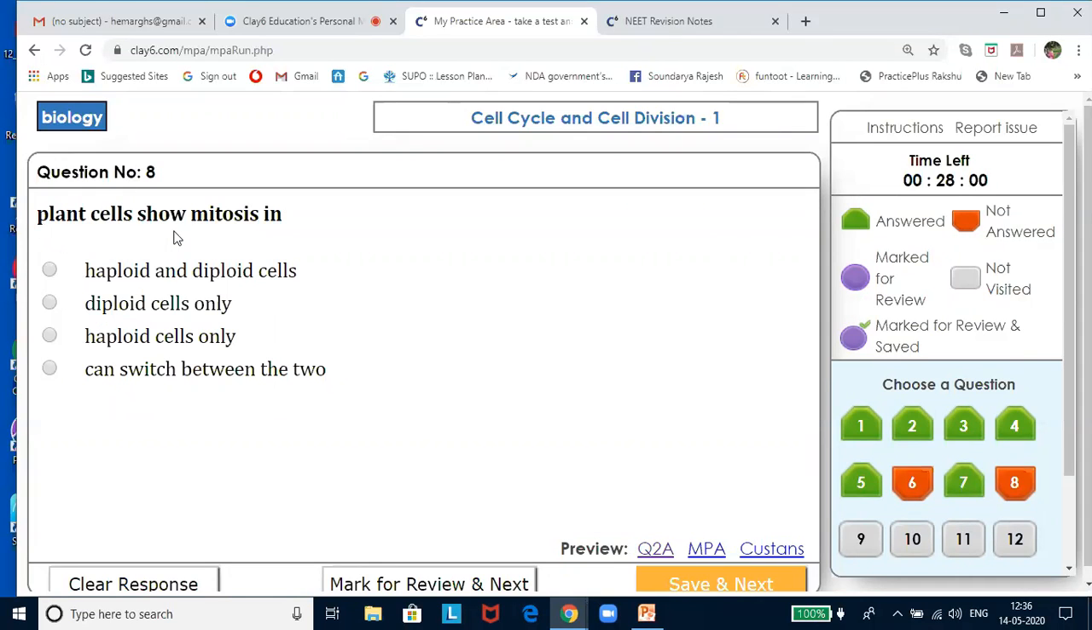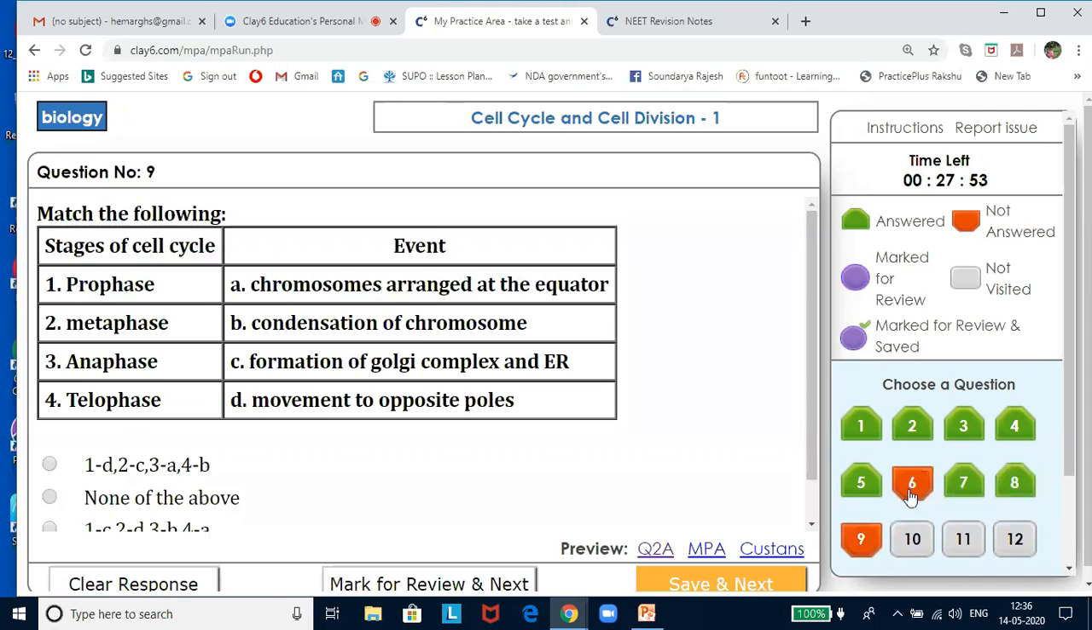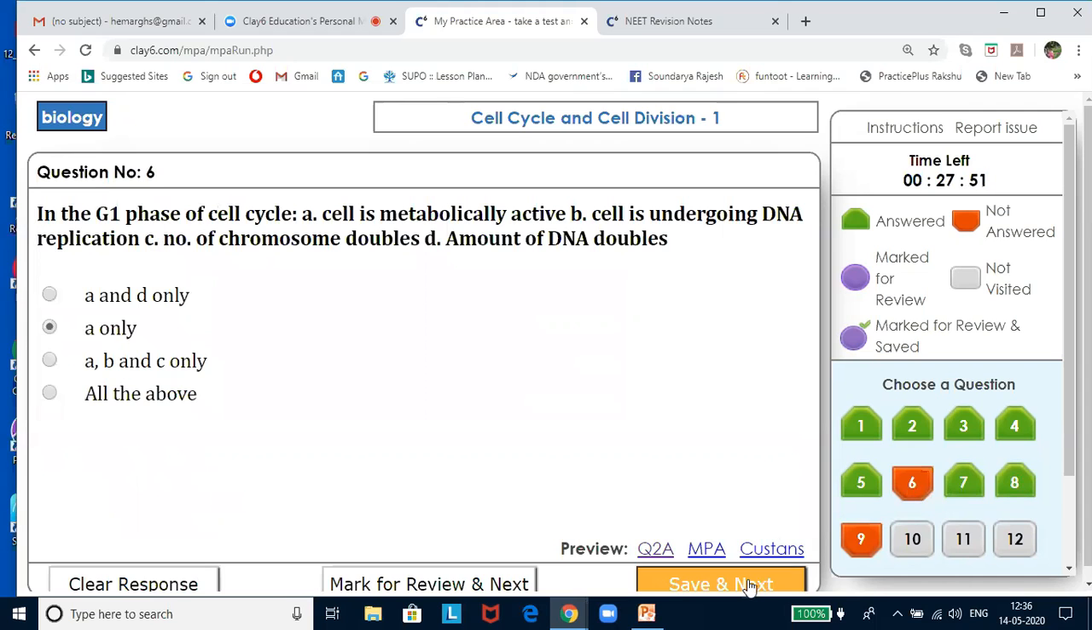Plant cells show mitosis in haploid and diploid cells both. Now let me look at this 6th question. Say A only. Okay.